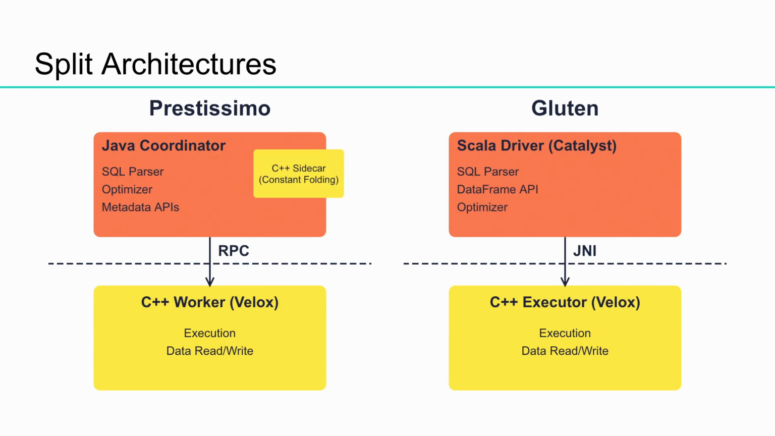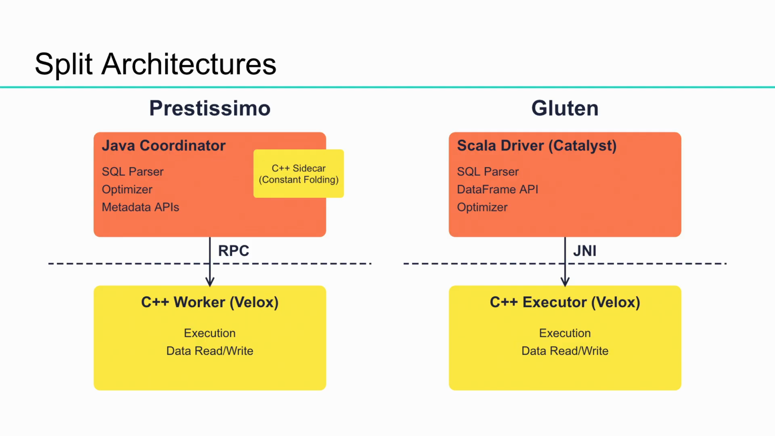That's the user side. Now, the developer side is not much better. The architectures are split along language boundaries. In Presto, Java handles SQL parsing, optimization, and orchestrates distributed execution. C++ handles local execution through Velox. They talk over RPC, which is relatively clean, but connectors are split.